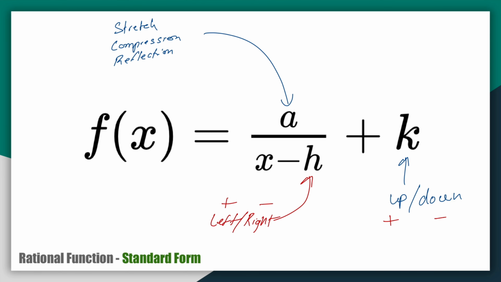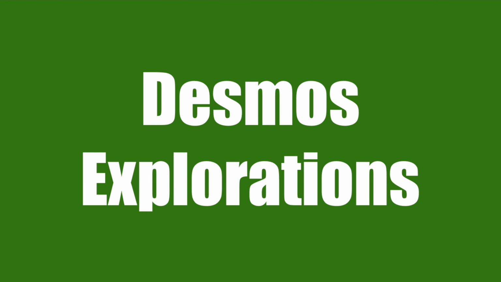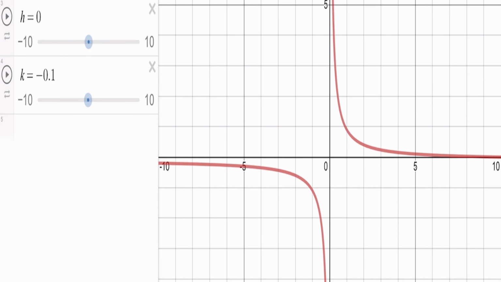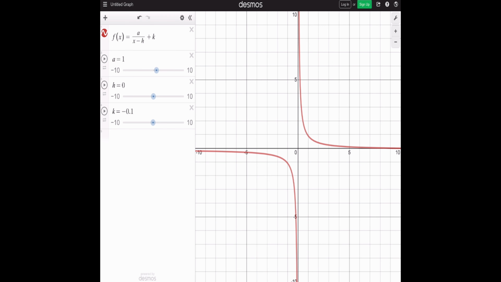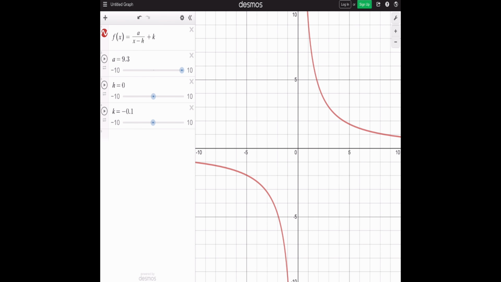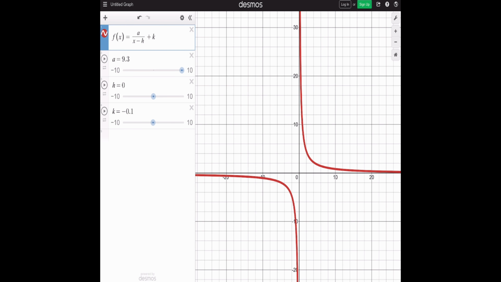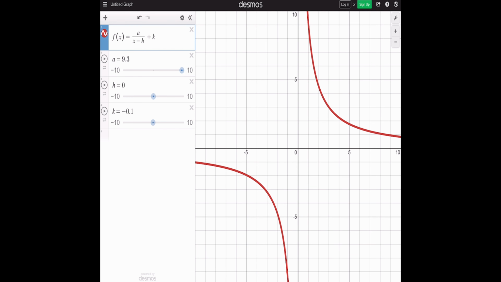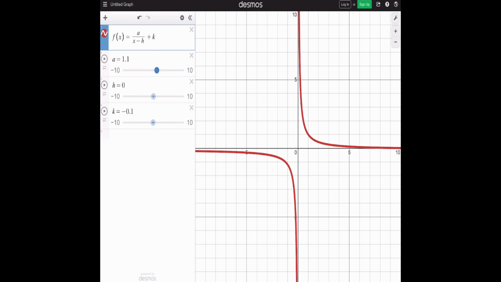So let's look at a little bit of Desmos just so we can see that really quickly. I have that standard form for a rational function, f of x is equal to a divided by x minus h plus k. I just want you to watch how this affects the graph. So this is our parent. I'm going to increase the a value, and you see that stretch. It's moving those points out. But if you think about it, if I zoom out, it looks the same. Let me bring that back to 1.